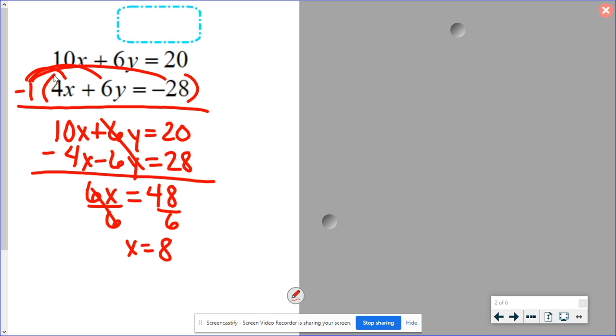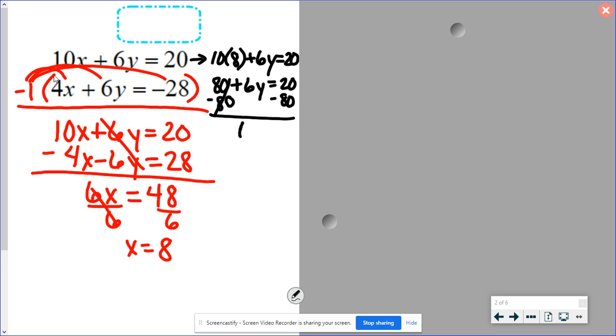Now I have to go back and find the y. In any of the equations, let's just use the top equation. So from this equation right here, I would have 10 times 8 plus 6y equals 20. That's 80. And we'll subtract the 80. So I can get that 6y equals -60. And then the y is -10. So my ordered pair is going to be 8, -10.